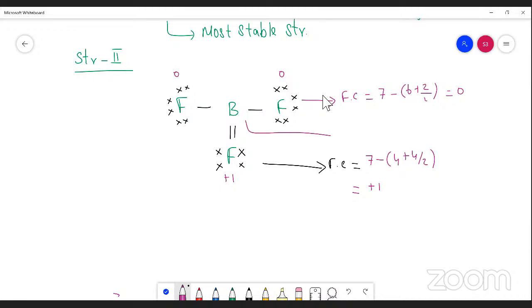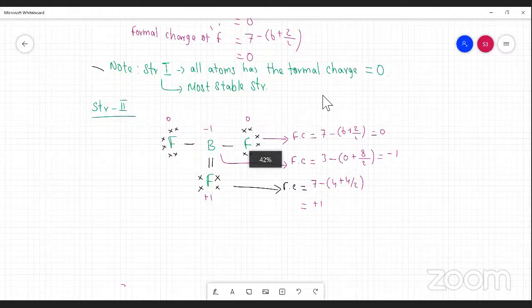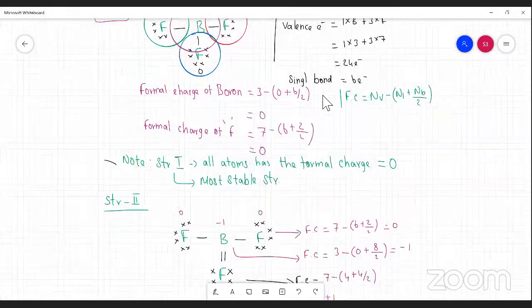For boron, the formal charge is 3 minus number of lone pairs, which is 0, plus number of bond pair electrons, 8 by 2. Correct? That is 4 bonds, so 8 electrons. So 4 by 2 is 4, so it is minus 1. So while comparing these two structures, which one is the same? Listen, we are taking these two structures, structure 1 and structure 2.